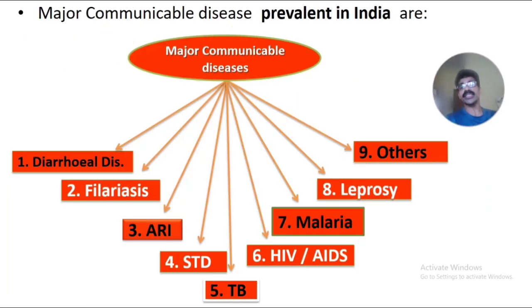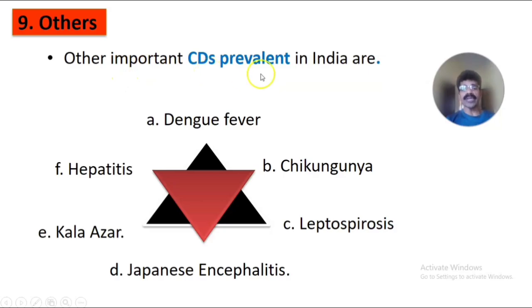The major communicable diseases prevalent in India, according to significance, are diarrheal diseases, filariasis, that is lymphatic filariasis, ARI, acute respiratory infections, STD or STI, sexually transmitted diseases, TB, tuberculosis, HIV or AIDS, malaria, leprosy and others. The other important communicable diseases prevalent in India are dengue fever, chikungunya, leptospirosis, Japanese encephalitis JE, Kala Azar and hepatitis. So these are some of the important communicable diseases prevalent in India as major health problems.